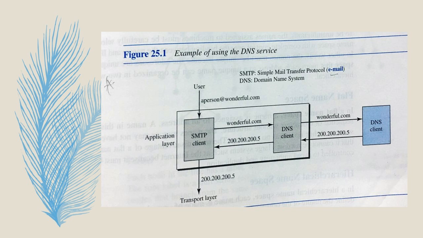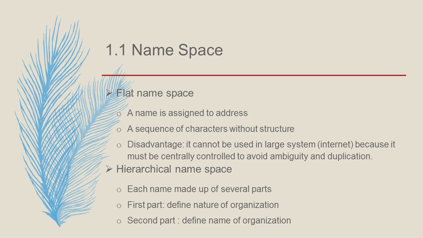The first topic in this chapter is the namespace. To be unambiguous, the names assigned to machines must be carefully selected from a namespace with complete control over the binding between the names and IP addresses. In other words, the name must be unique because the addresses are unique. The namespace that maps each address to a unique name can be organized in two ways, flat or hierarchical.